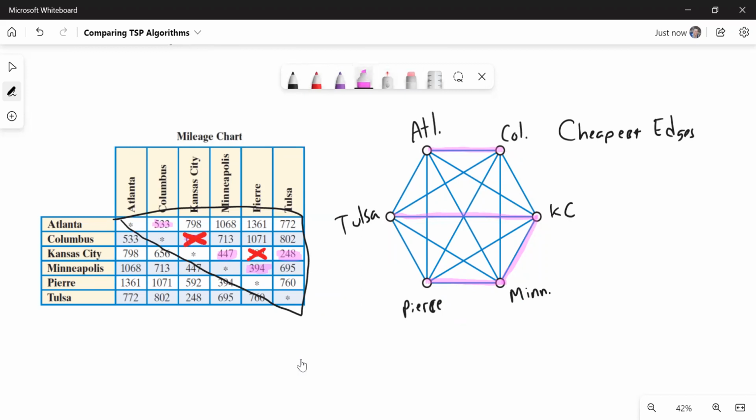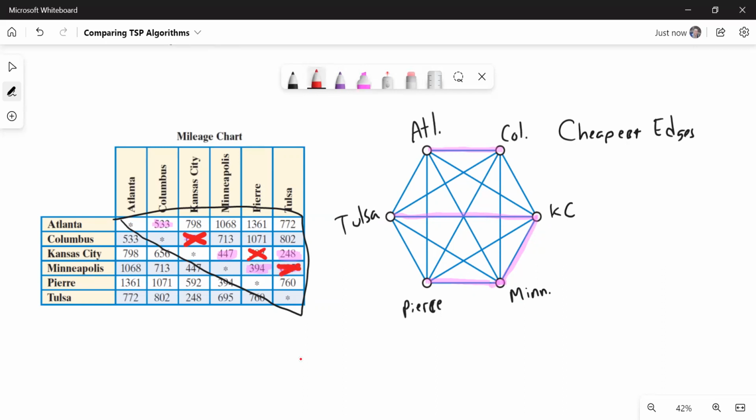Now, we're just going in order again with the cheapest edge. Minneapolis to Tulsa. Can't do that because if you did that, right, this would be that right there. You would create degree 3 at Minneapolis. So we have to disregard that. So I'm going to cross that one out. You see, we're losing a whole bunch of these cheapest edges.